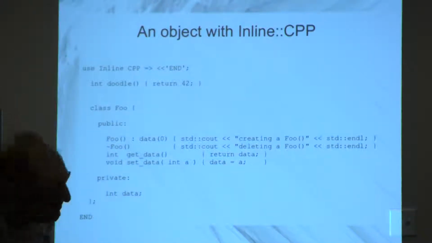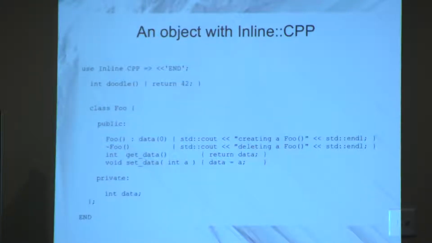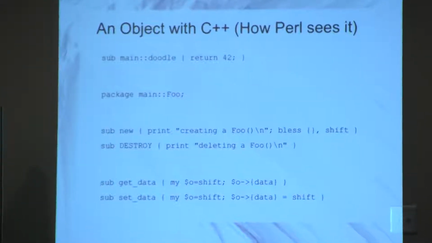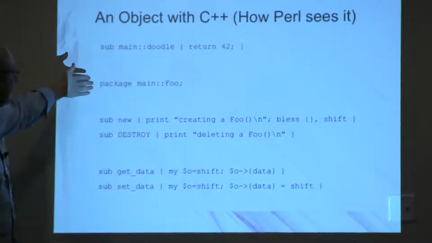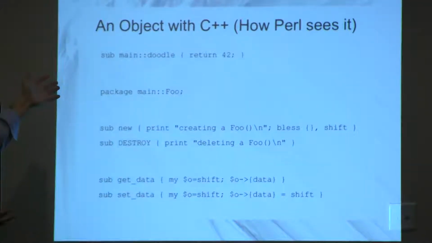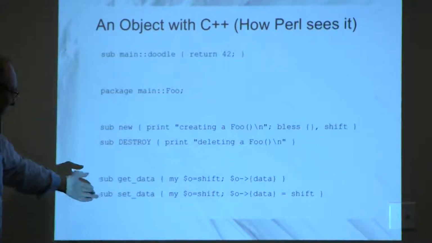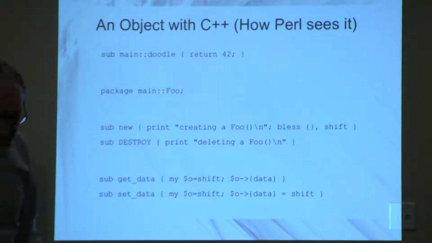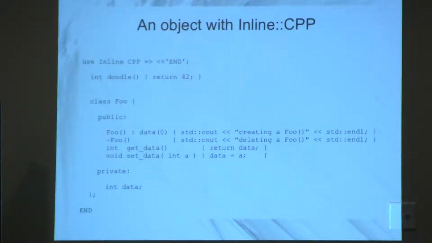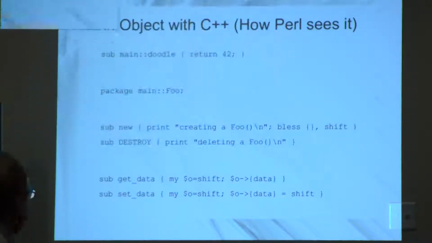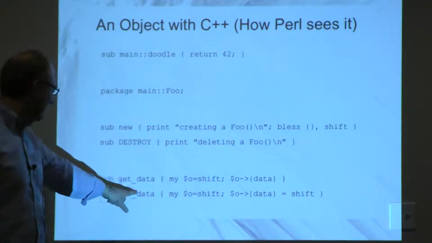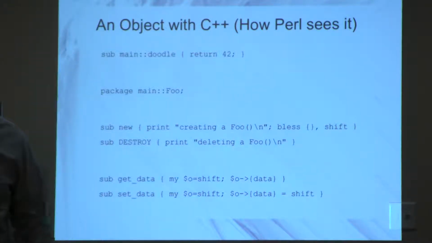Now the way Perl sees that, when you run that through Inline C++, is, this is how you would write the same thing in Perl essentially: package main foo, sub new, sub destroy, sub get data, sub set data. This is kind of an example of what that would be in Perl. Oh, and I didn't show what it actually looks like. What it looks like to Perl essentially is just that you have these functions available. You have get data available, you have set data available, but they're being provided by C++ and bound via XS.